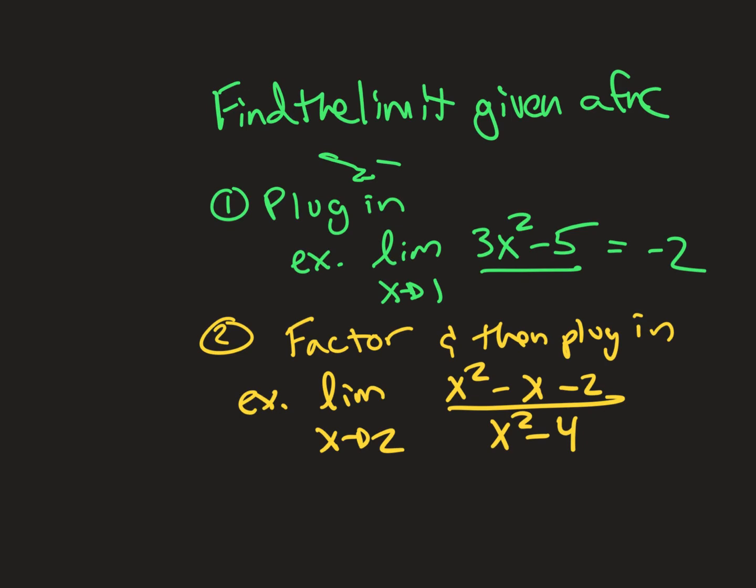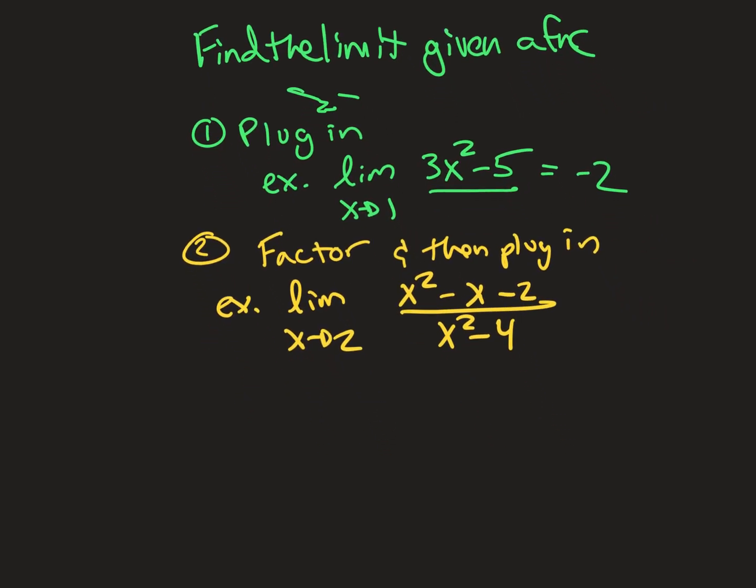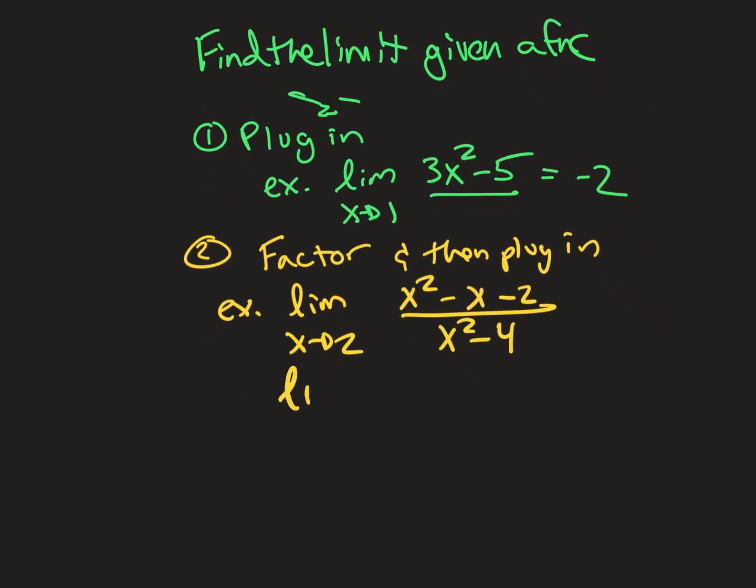Okay, so first you always see if you can plug in 2. And when I go to plug in 2, the top looks okay. I get 4 minus 2, which is 0. But on the bottom, I get 4 minus 4, which is 0. So a numerator being 0, not an issue. A denominator being 0, a problem. So then I see, all right, let me see if I can factor and reduce and then plug in.